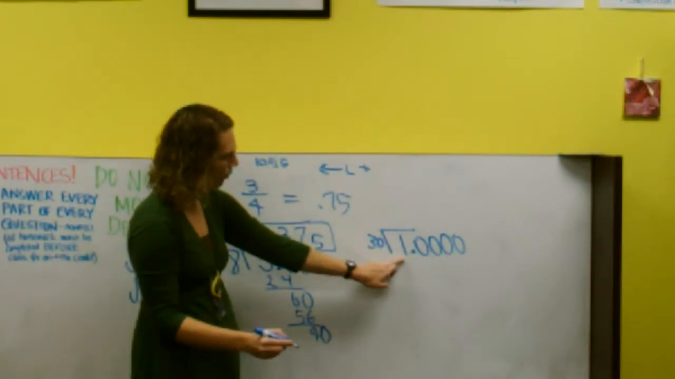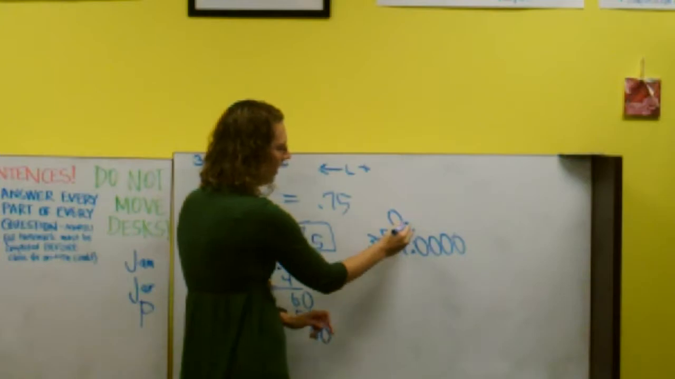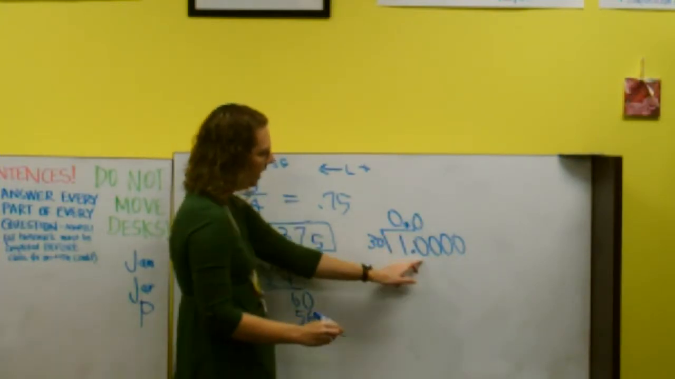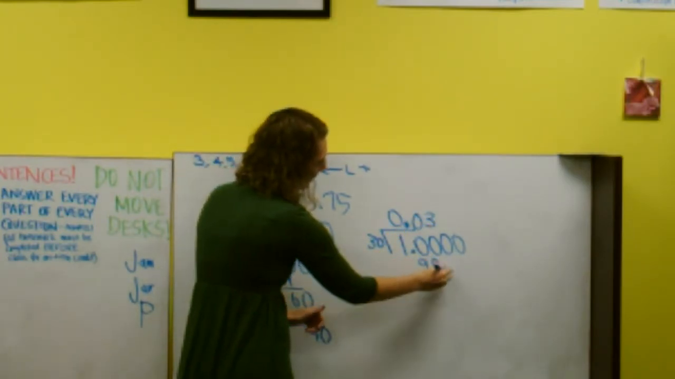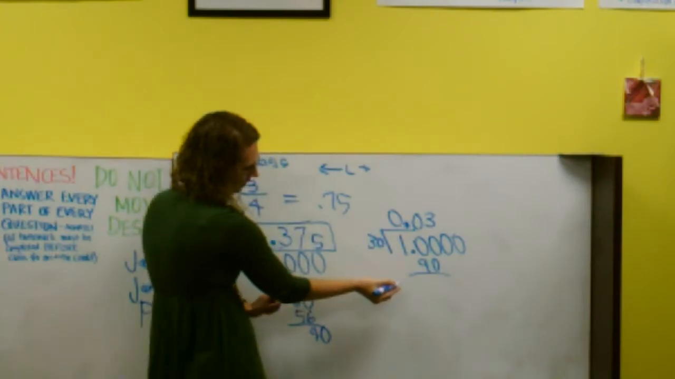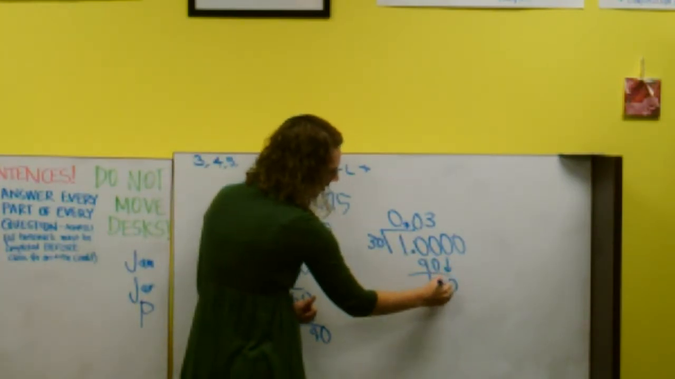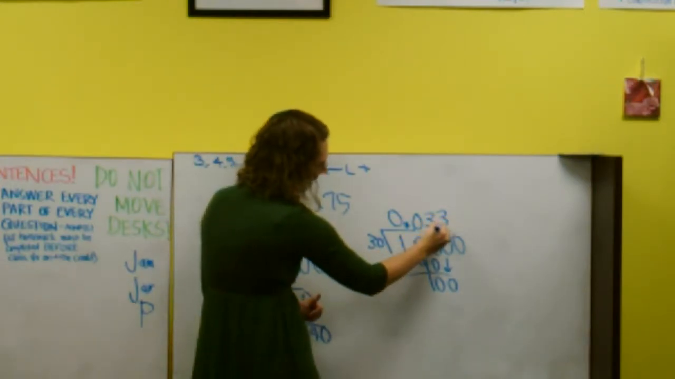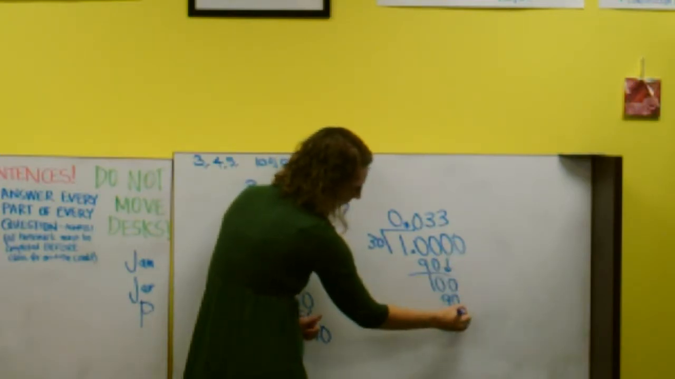So, how many 30s in 1? None. Bring up that decimal. Don't forget that. How many 30s in 10? None. How many 30s in 100? 3. What's 3 times 30? 90. How many are left? 10. Then we drop that 0. How many 30s in 100? 3. 90. How many are left? 10. Drop that 0.